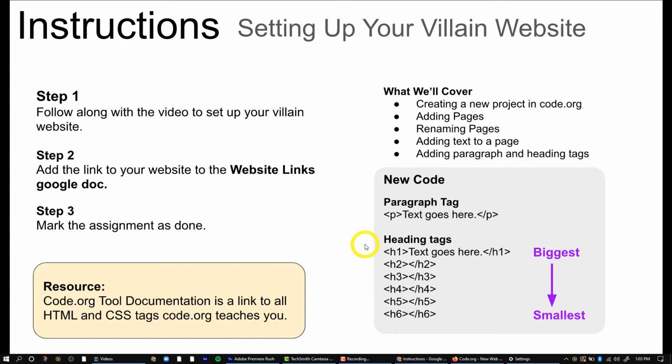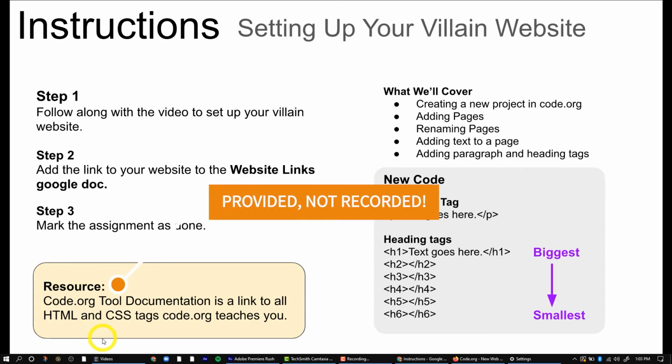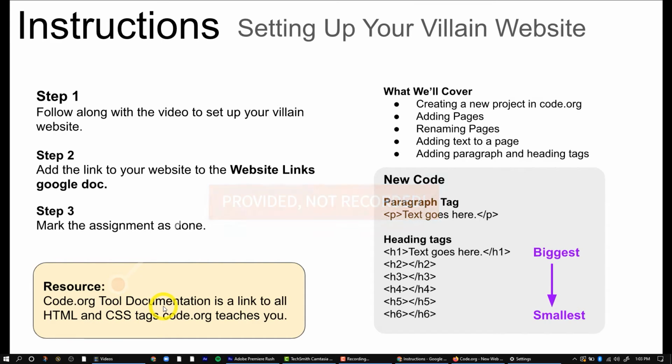Your text goes between the open P tag and the closing P tag. And then you're going to add headings, and our headings start with H1 and go all the way down to H6. H1 is the biggest one and H6 is the smallest. I've also recorded a link to Code.org's tool documentation, which are all the HTML and CSS tags that we will learn from Code.org.